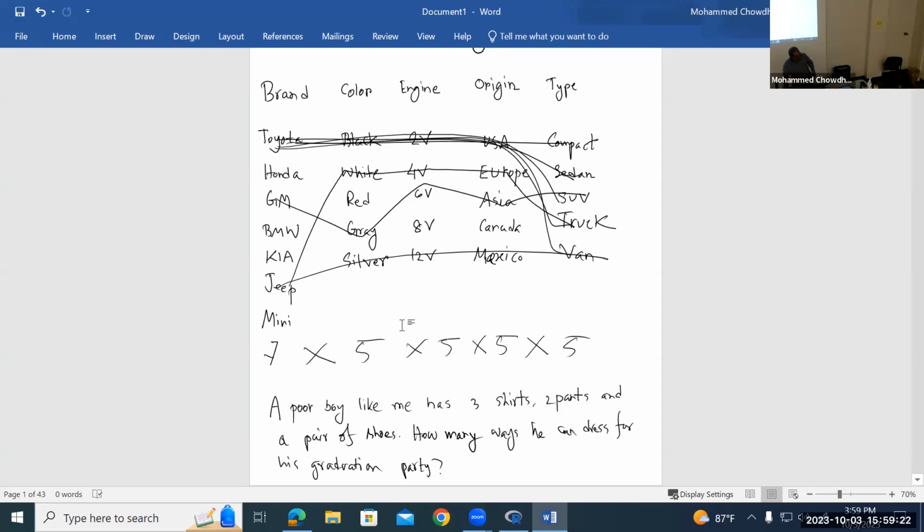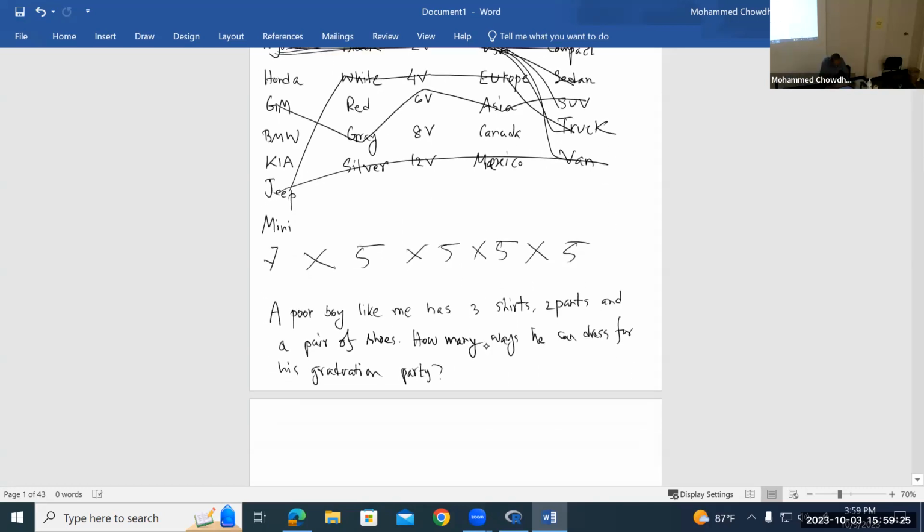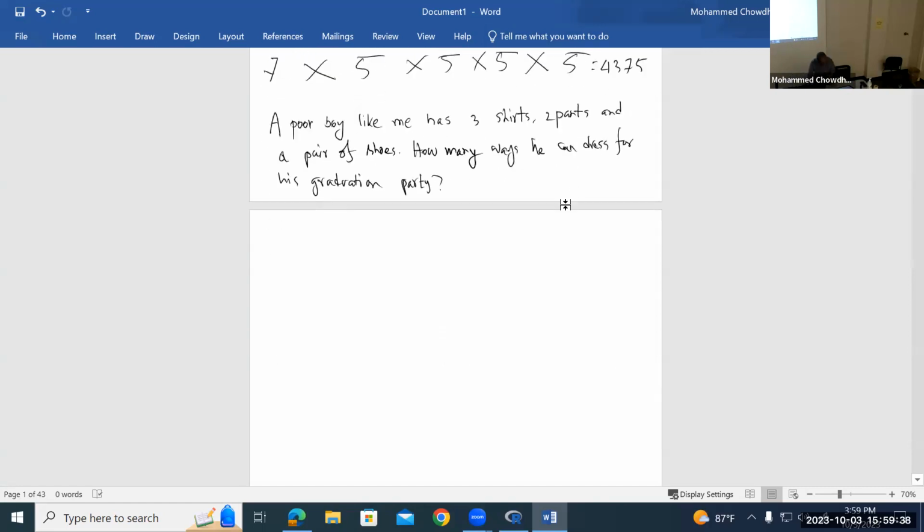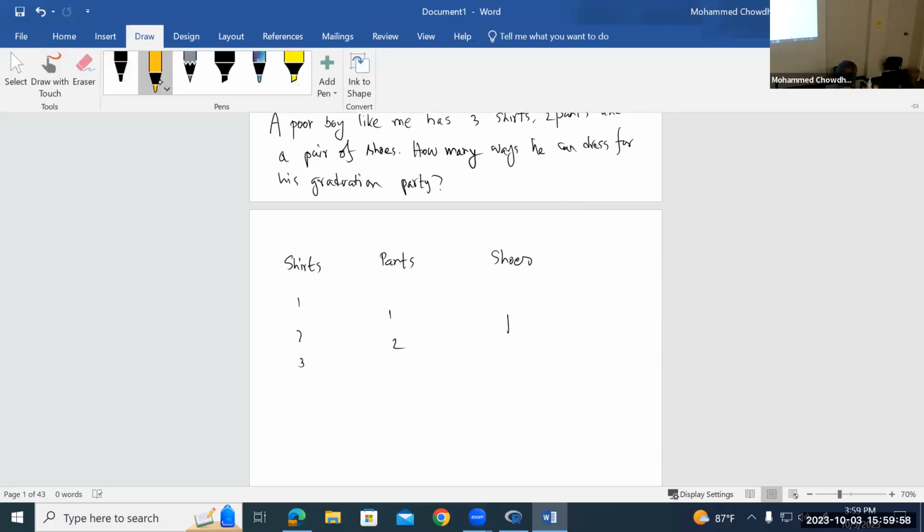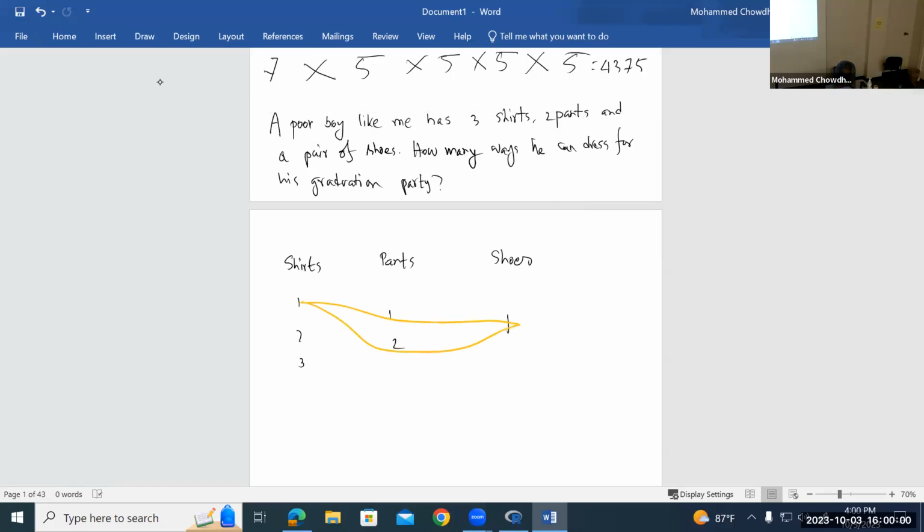So the previous example was a very big example, right? The total multiplication is 4,375. So that is a very big example, and visualizing it is very tough. But now take a look at that chart. Shirts 1, 2, 3. Pants 1, 2. Shoes 1, right? Now take a look at that. This is one way, that is one way, right?